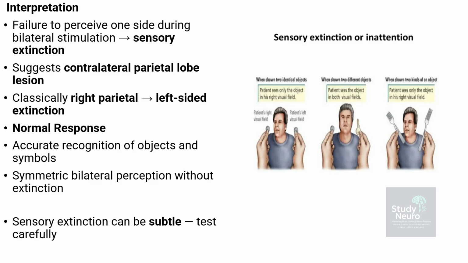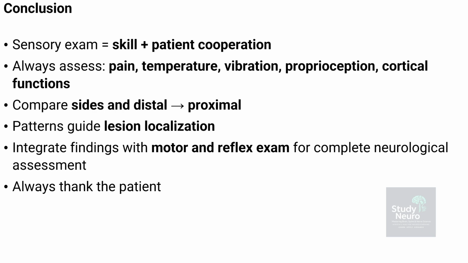This finding points to a contralateral parietal lobe lesion, classically involving the right parietal cortex, leading to left-sided extinction. Because extinction can be subtle, careful technique and repetition are important. When present, it provides valuable evidence of cortical sensory dysfunction and helps localize lesions that may be missed by routine sensory testing. In summary, the sensory examination is a combination of skilled technique and patient cooperation.